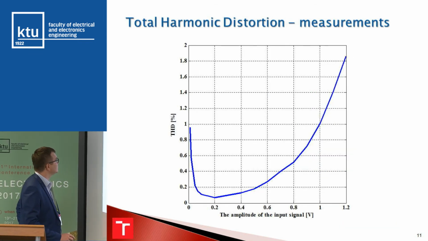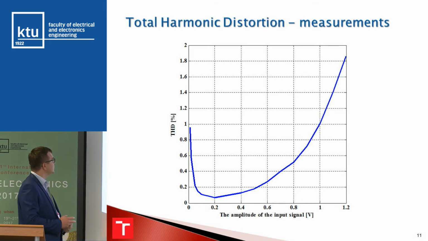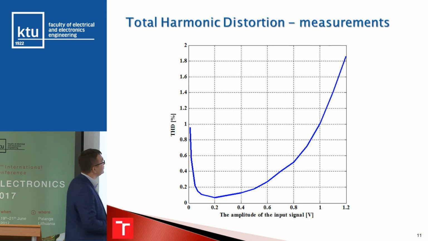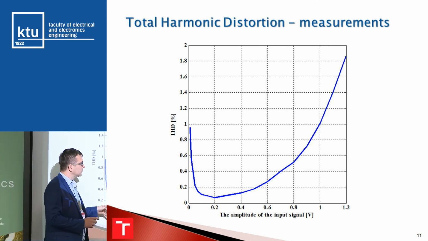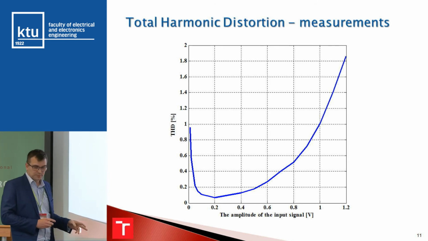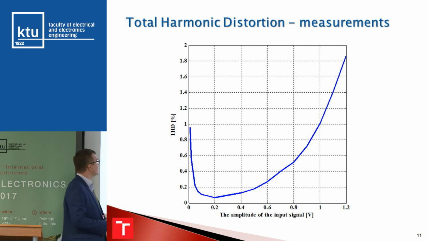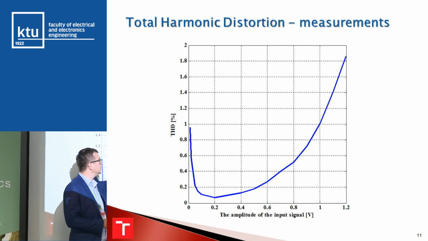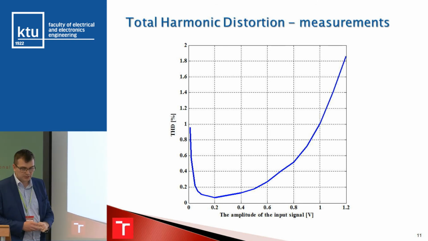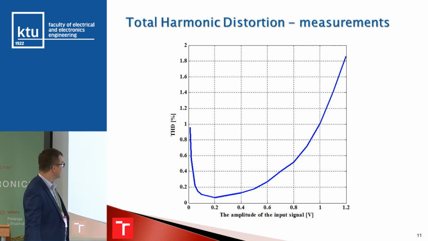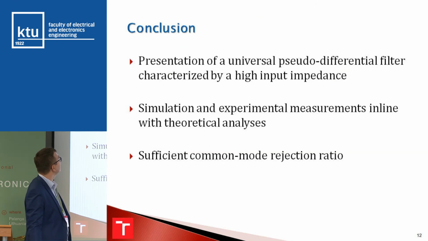Then just to sum up, there is the THD of the input signal, and here we should know that the current conveyors are supplied with plus minus 1.65 volts. So we are below 1% harmonic distortion with this 1 volt amplitude, which is more than 50% of the supply voltage.